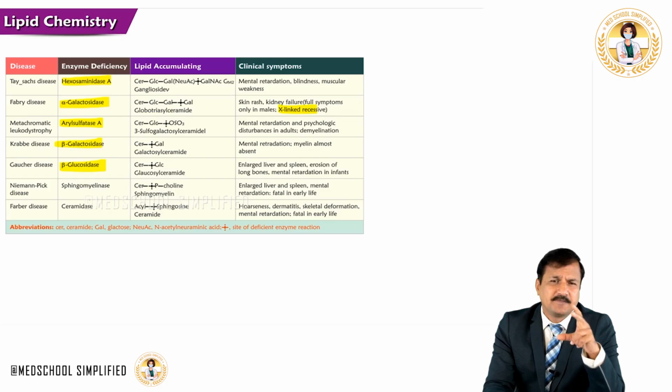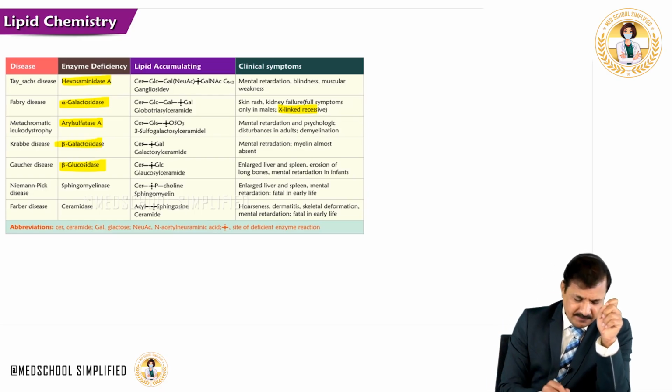Just remember that. So Krabbe, where galactosylceramide accumulates, that means the enzyme that is deficient is beta-galactosidase. Whereas Gaucher's, where glucosylceramide is accumulated, that means the enzyme is beta-glucosidase. So beta-galactosidase, beta-glucosidase. Beta-galactosidase is for Krabbe, beta-glucosidase is for Gaucher's. Don't get confused there.